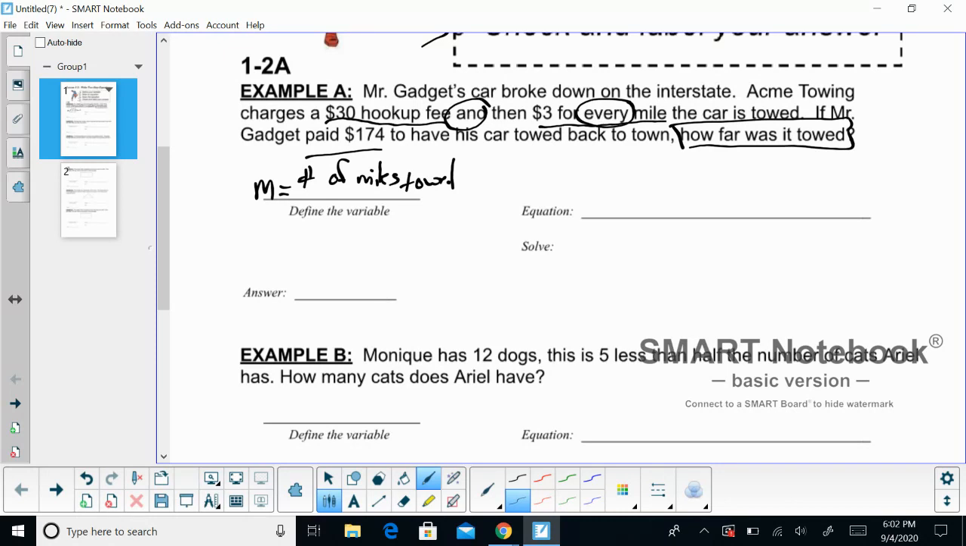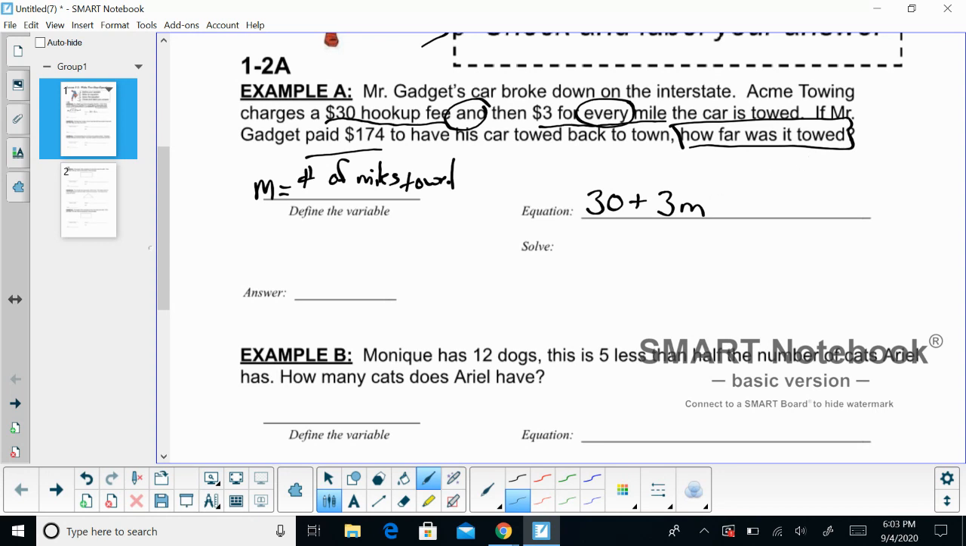Okay, now let's see if we can come up with the equation. What did he have to pay for? What was actually charged? Well, when the towing company came, they charged him $30. No matter what, he gets charged $30. And plus he also gets charged $3 for every mile. Every mile, that means we're multiplying. So $3 times our variable, m, because we don't know how far he went.